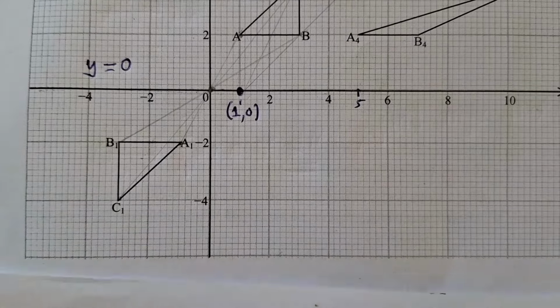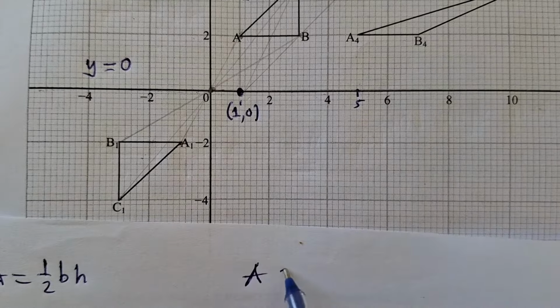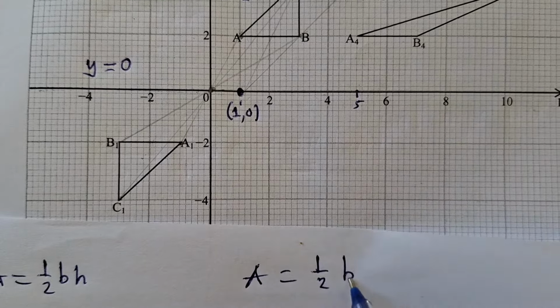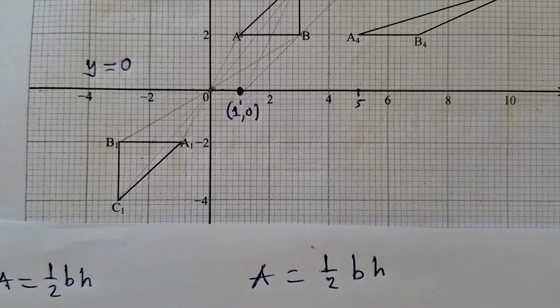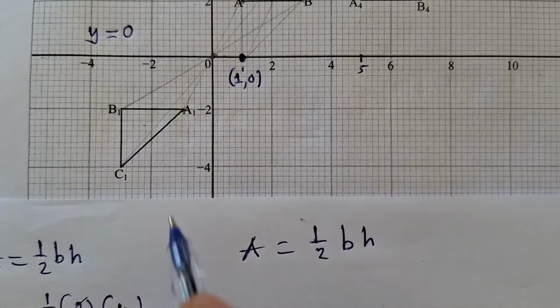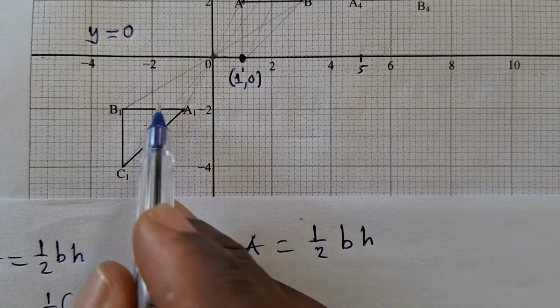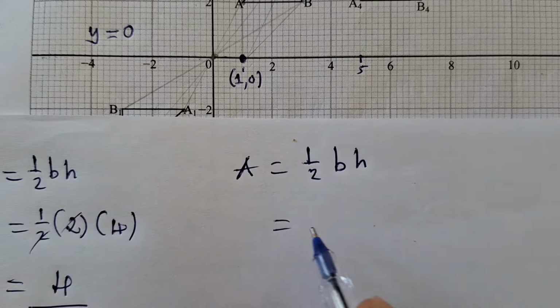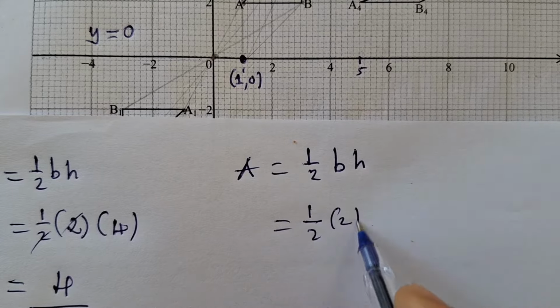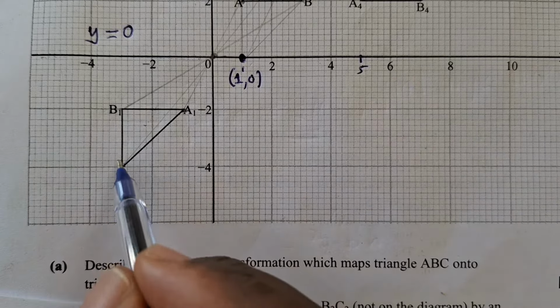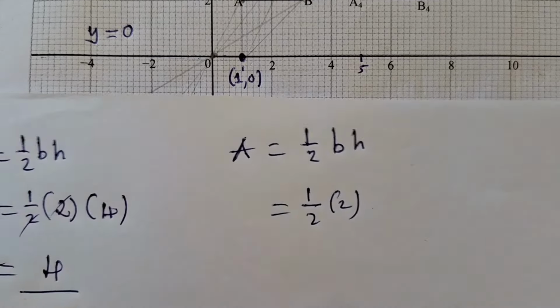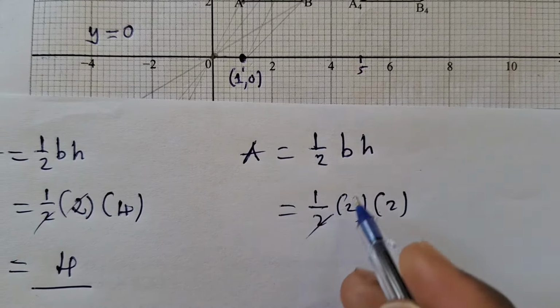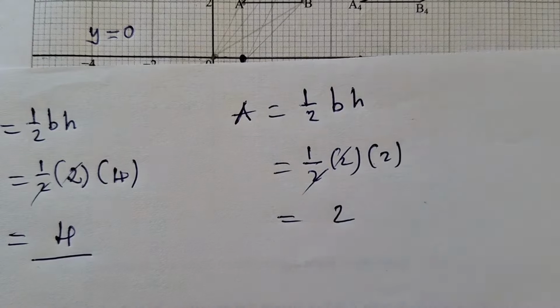While area of the smaller one, I'll say area equals 1 over 2 BH. So area of the smaller one, let's check the smaller one. The base from here to here, it's 1, 2. It's 2. My B is 2. And then from here to here, it's 1, 2. It's also 2. So this and this will go, I'm finding it to be equal to 2.